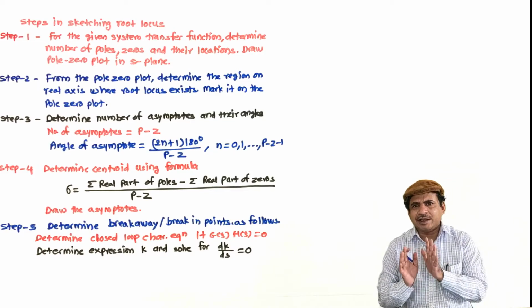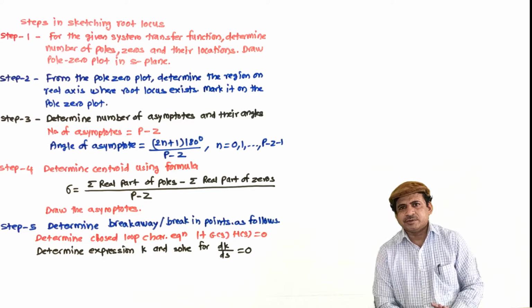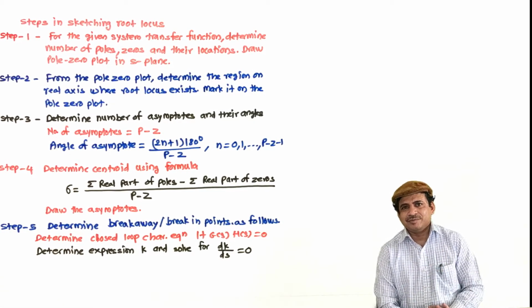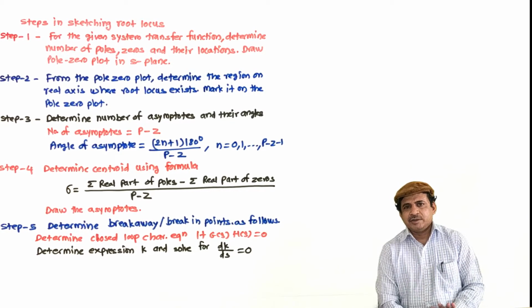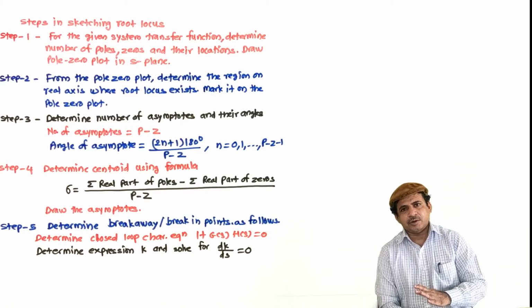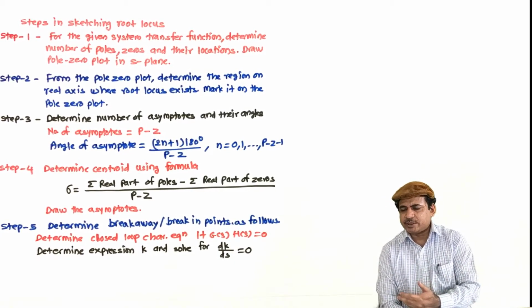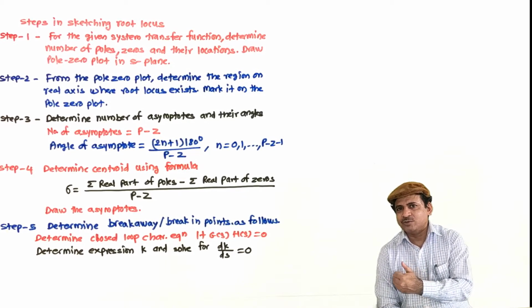Why am I telling this? Because from step number 5 onwards, these steps are optional. They are not required for every problem. In some of the problems, all the steps are required. However, in some cases, a few steps are not required. And that you will understand when we solve numerical examples.